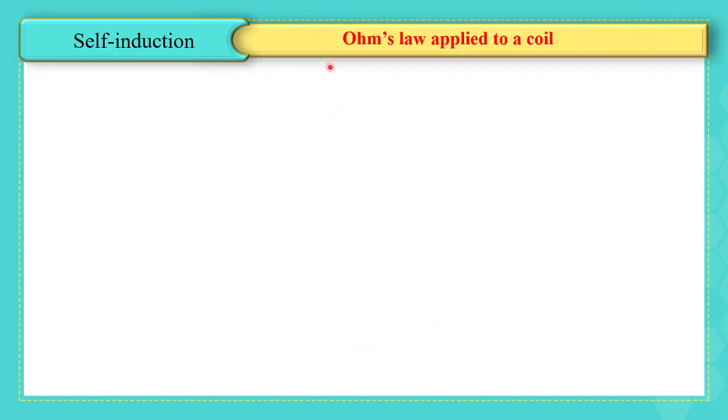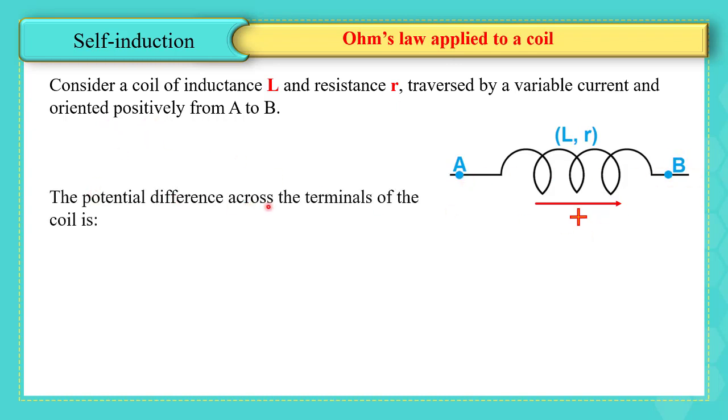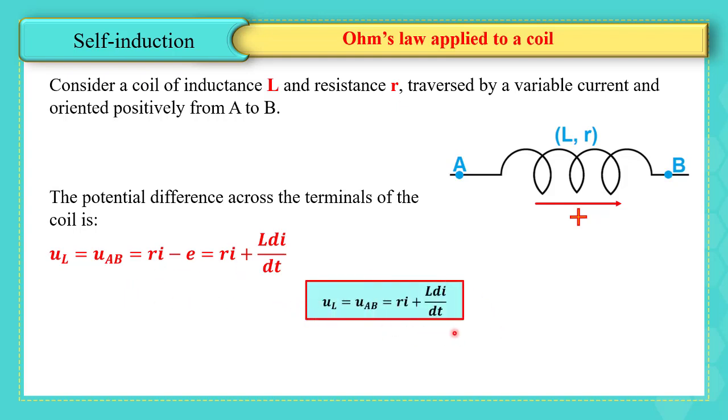Now let's apply Ohm's law across a coil in order to obtain the expression of the potential difference. Consider a coil of inductance L and resistance R, traversed by a variable current and oriented positively from A to B. The potential difference across the terminals of this coil can be expressed as follows: U coil, which is equal to UAB, equals R i minus e, equals R i plus L di over dt, since e equals minus L di over dt. This is the expression of the potential difference across a coil.